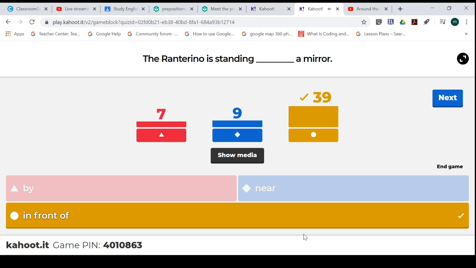All right, guys, the answer for this one, yeah, a mirror. We saw in the picture he was standing in front of a mirror. We're always going to say in front of. Now, you might think, well, he's by the mirror or he's near the mirror. But, yeah, we think of a mirror. We're maybe looking at ourselves in the mirror. So we need to be right in front of the mirror.